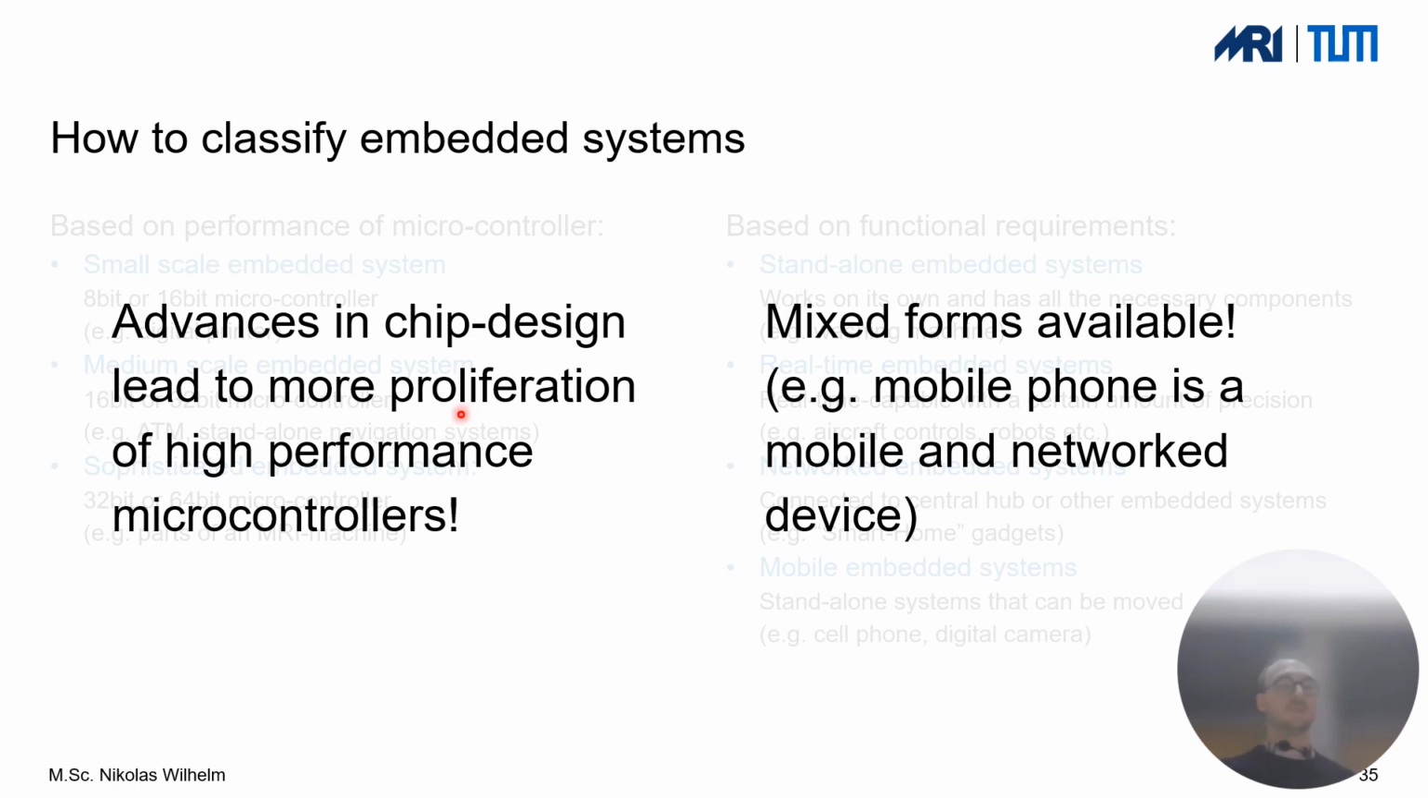Nowadays, on the left side, usually we have 64-bit, and on the right side, there are a lot of mixed forms available. And usually one good thing to follow is to try to generate something that is then interconnected to something like a mobile phone, because the applications get much simpler in programming and developing on that side.